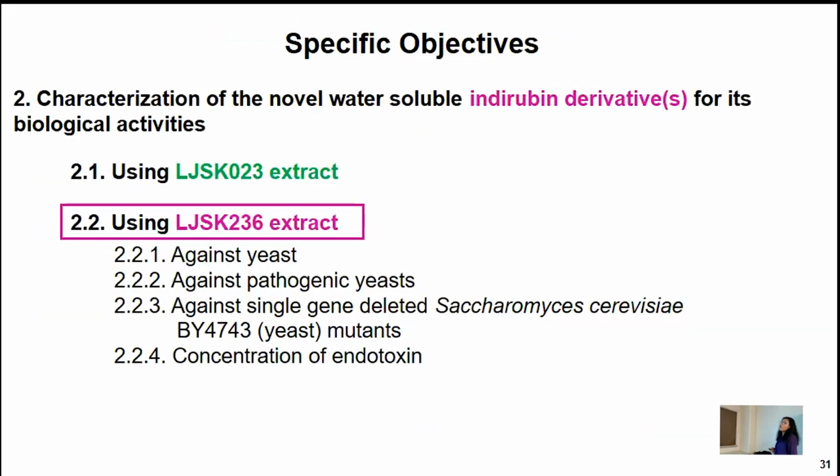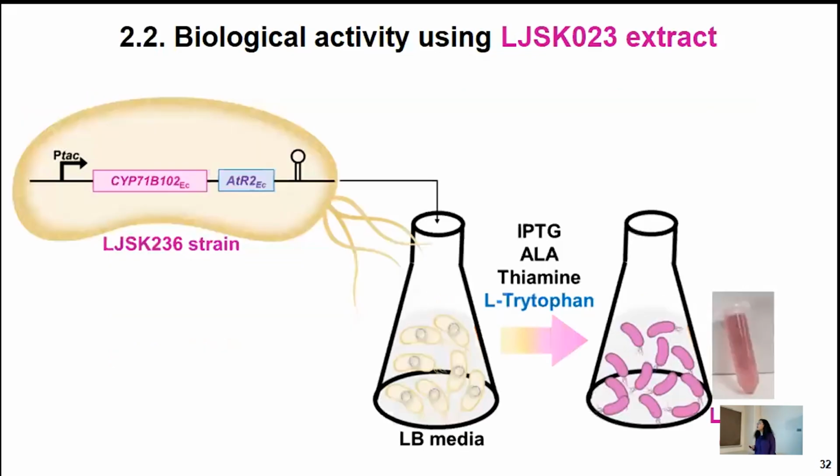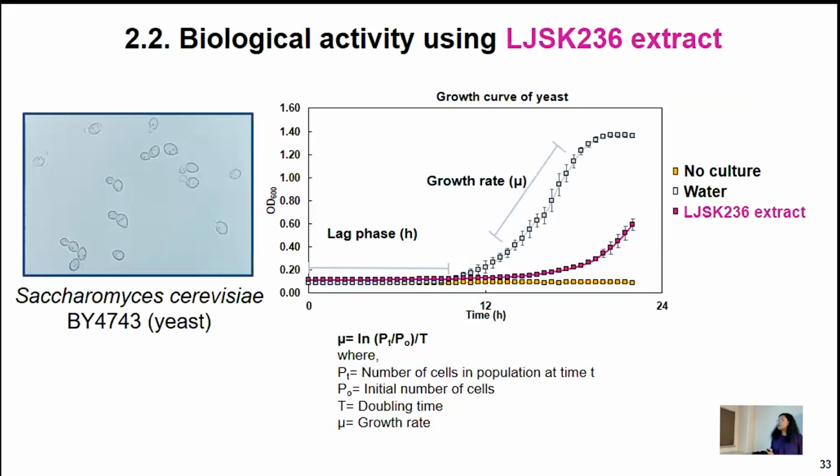Now moving on, from the 023 extract, we tested the biological activity of the 236 extract. For this extract, we tested the biological activity against different yeast strains. What we did was we treated the yeast with the 236 extract, and then we measured the optical density, OD 600, at different time points. And then we monitored the lag phase and the growth rate.